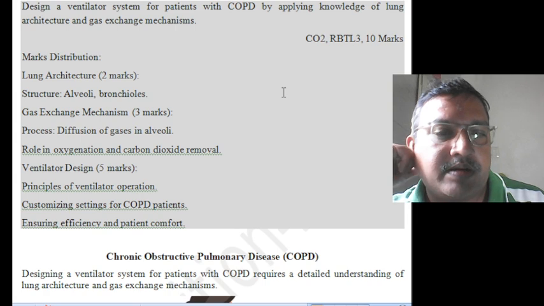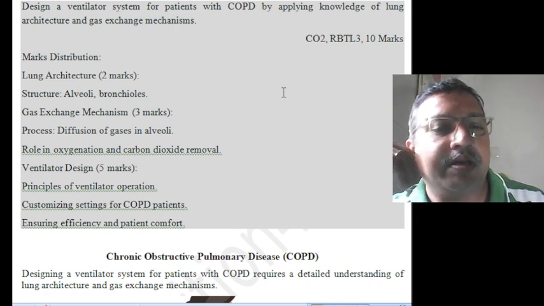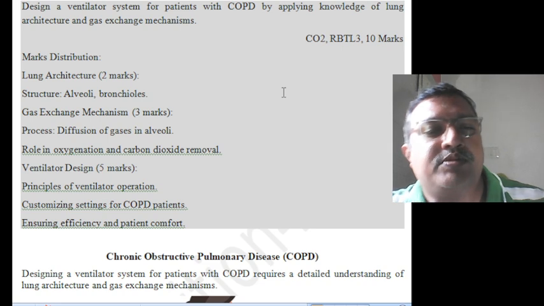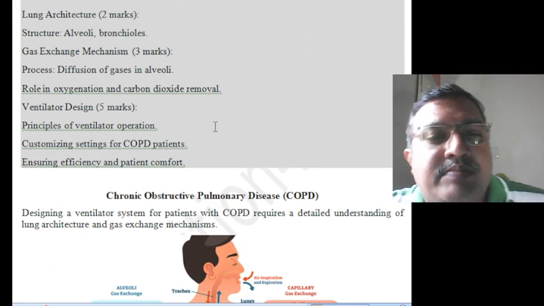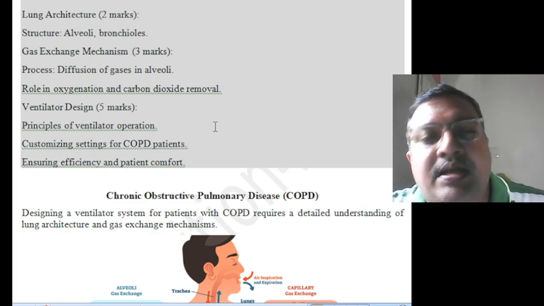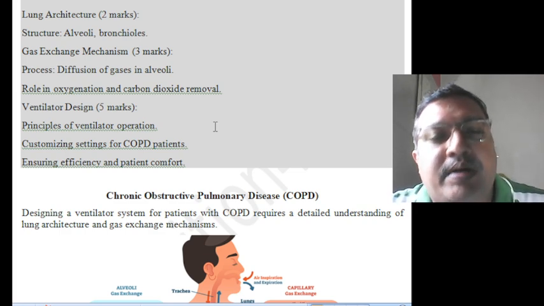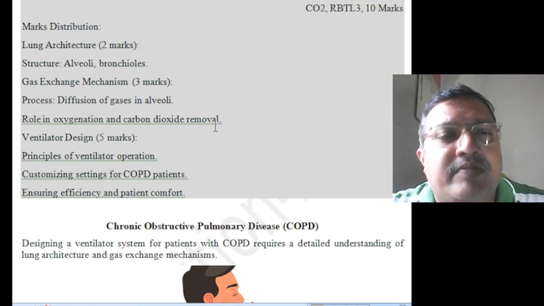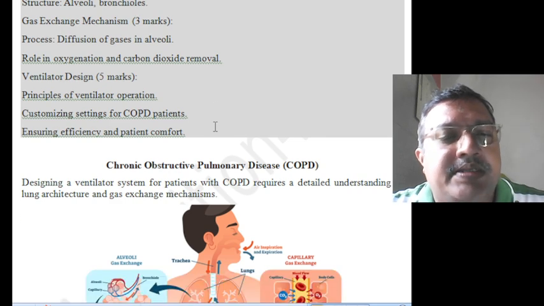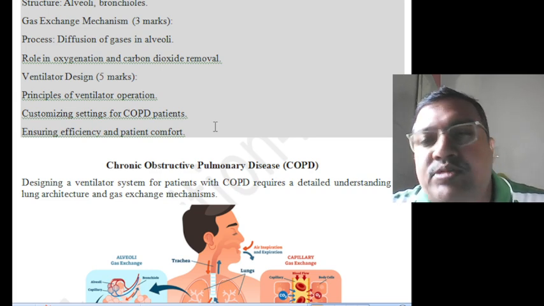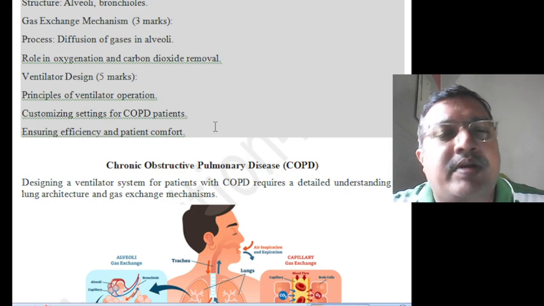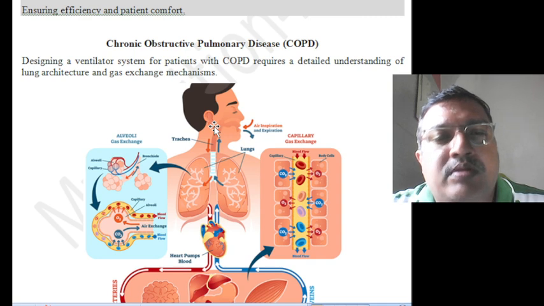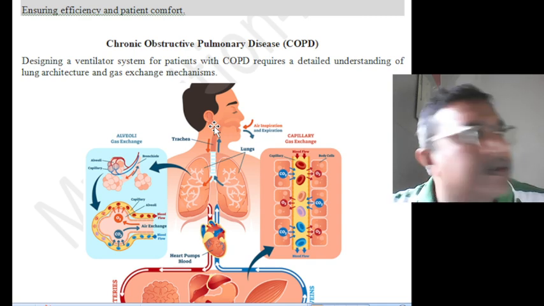Mark distribution is given. Explaining the lung architecture like alveoli, bronchioles, carries 2 marks. Gas exchange mechanism, explaining the diffusion of gas in alveoli, the oxygen carbon dioxide exchange, carries 3 marks. And how a ventilator can be designed based on the working of the lung: the ventilator design principle, customization of settings, and making sure of the efficiency and patient comfort carries 5 marks. Okay, so chronic obstructive pulmonary disease (COPD).